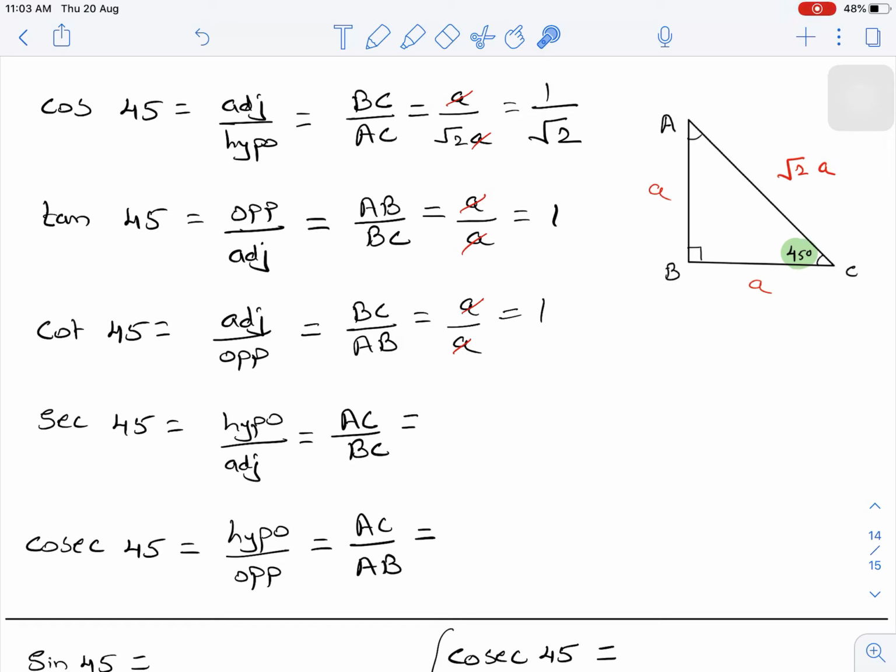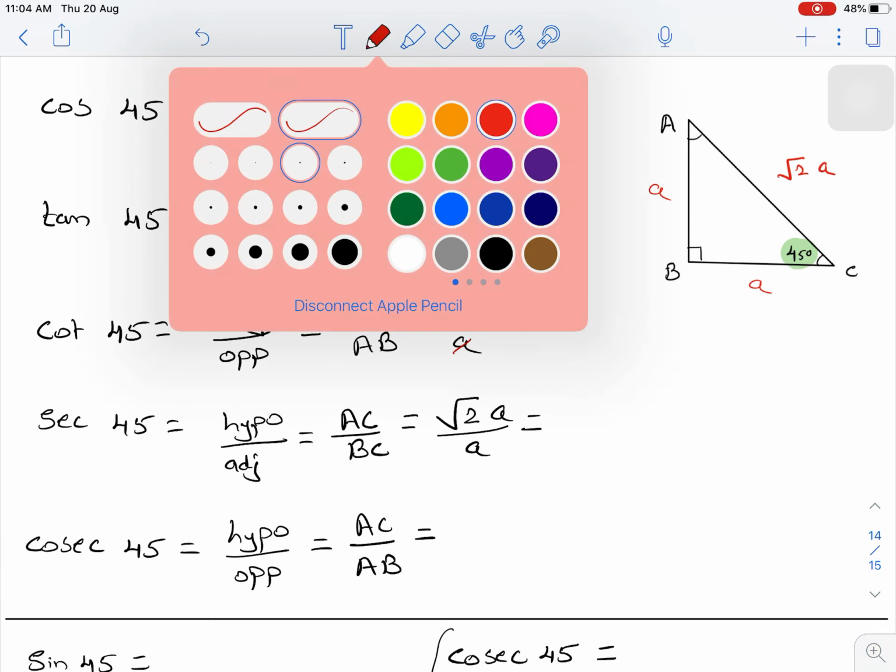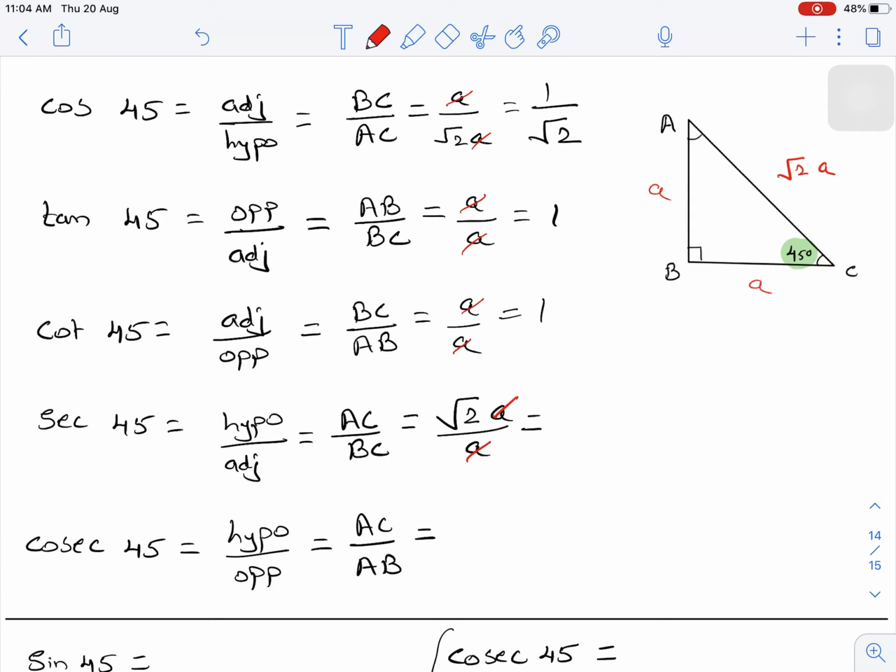Okay, now let us see for sec 45. Now we know that sec of any angle is equal to hypotenuse upon adjacent. For this angle C, hypotenuse is AC, adjacent side is BC, that we have written here. Now what is the value of AC? So it is root 2A, BC is A. So what you will get here? Root 2A upon A, that equals to, okay, now again here we can cancel this A and this A, so our final answer will be root 2.